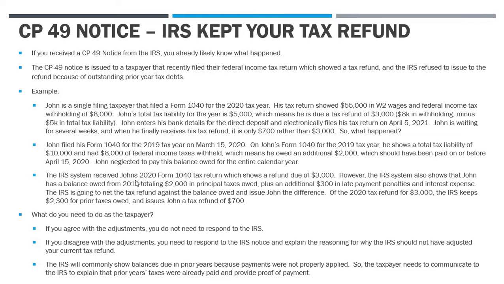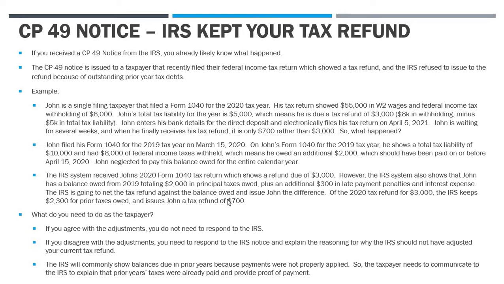So when the IRS system receives his 2020 tax return, which shows a refund of $3,000, they can also see in the system that John owes money from 2019. Right, he owed $2,000 in a principal balance of tax owed, and then the amount of interest and penalties that accrued totaled $300 for the year, right? So the IRS is going to net his tax refund against the balance owed and then issue him the difference. So of his 2020 tax refund of $3,000, the IRS keeps $2,300, right? $2,000 in principal plus $300 in interest and penalties, and he gets the $700 difference.